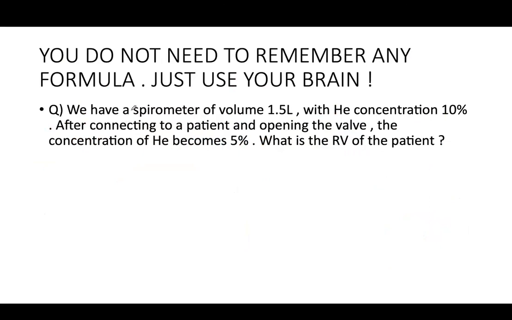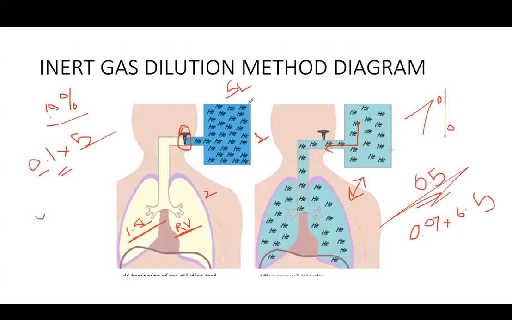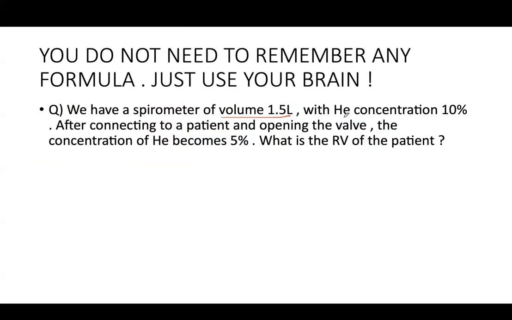If you do understand it, please solve this question. And once you get it, you can tell me the answer in the chat. Try and solve this question. So we have a spirometer volume, 1.5 liters, which is this. This volume is 1.5 liters instead of 5. The helium concentration is 10%. After connecting to a patient and opening the valve, the concentration of helium becomes 5%. So what's the residual volume of the patient?